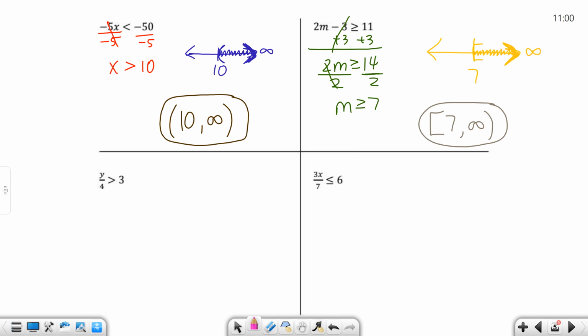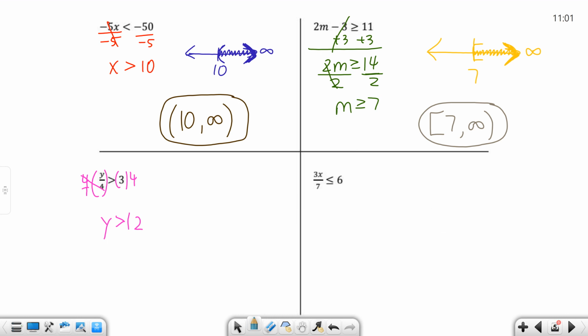And so then y over 4 is greater than 3. So what do I need to do? I need to get rid of the 4, and it's divided by 4. So what's the opposite of dividing by 4? Multiplying by 4. So I'm going to multiply both sides by 4. This is over 1. That divides out. Doesn't cancel, divides out. So y is greater than, and I multiply both sides by a positive. Don't change the greater than. 3 times 4 is what? 12. So that's y is greater than 12.